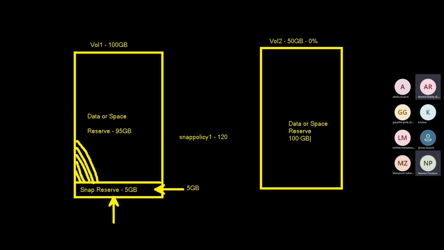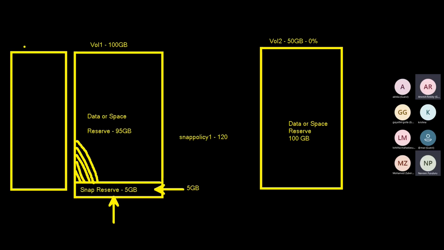Okay, now let's talk about it the opposite way. Now I have created another volume called vol3, and the size is 10 GB. Let's assume I have configured a snapshot reserve of 10%. That means out of 10 GB, 1 GB will be reserved for snapshots, right? And 9 GB is for data or space reserve.